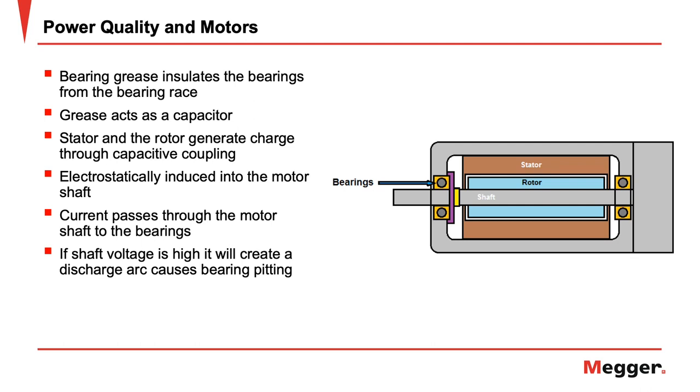When the motor shaft is turning, the bearing grease acts as an insulator. It insulates the bearings from the bearing race. The grease acts as a capacitor. The stator and the rotor generate charge through capacitive coupling. This is electrostatically induced into the motor shaft. This current then passes through the motor shaft to the bearings. If the difference in potential is great enough, it will create a discharge arc between the bearing and the race. This discharge is what causes bearing pitting.